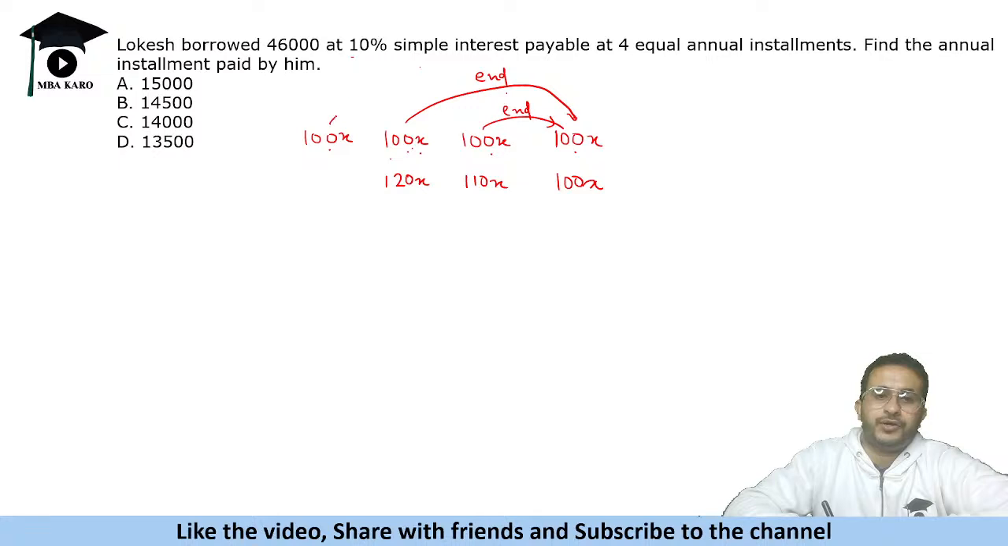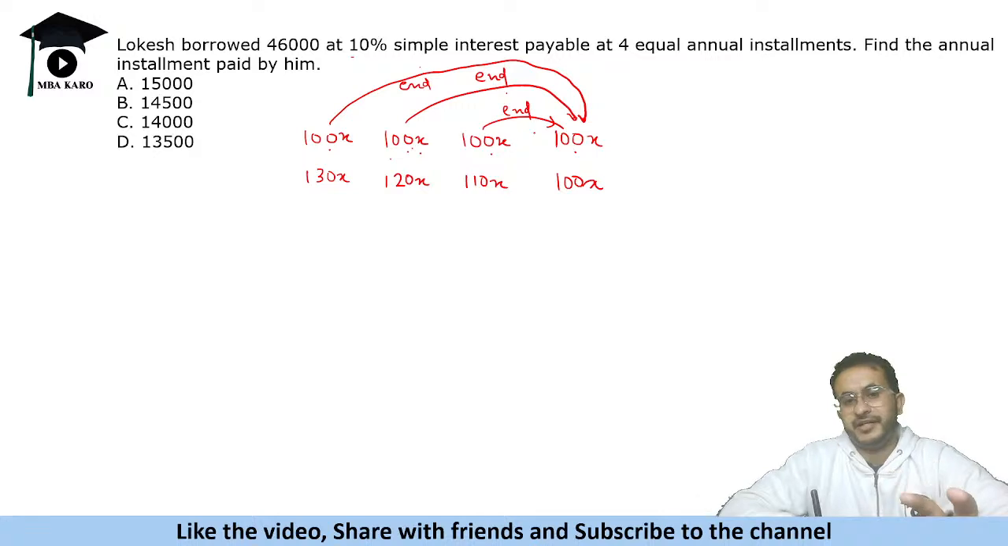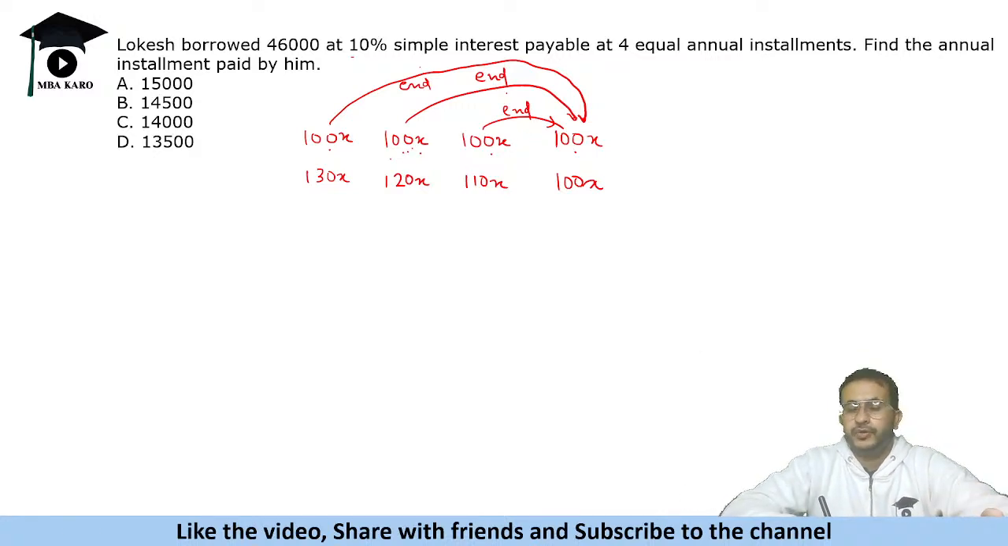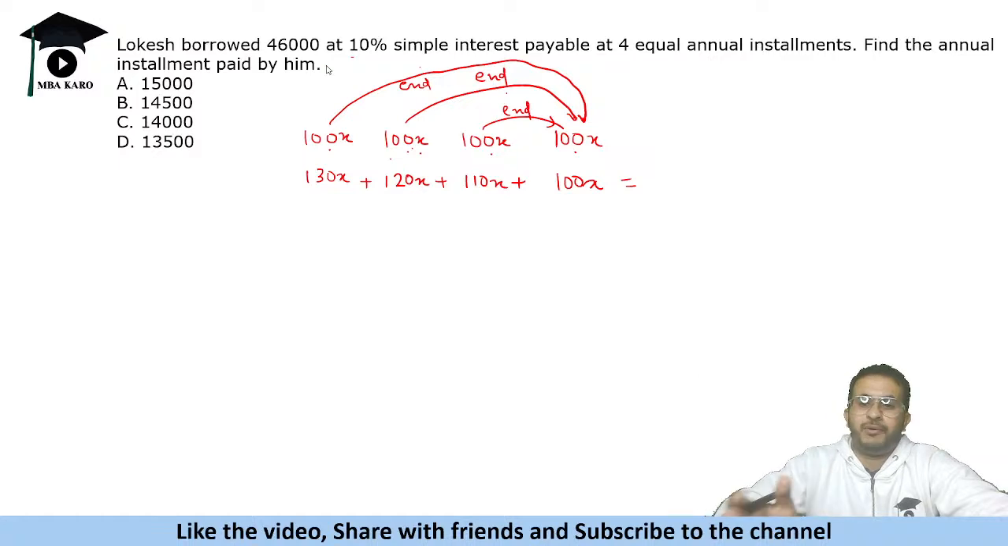2 year delay, and this installment you also pay at the end, right? First installment also, if you pay it, you'll have to pay 130x. 3 years of delay: here 1 year delay, 10% interest; 2 years delay, 20% interest; 3 years delay, 30% interest. Now this will happen when you are paying all the amount all together.